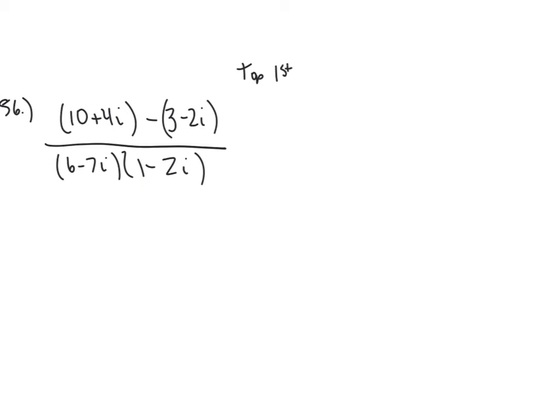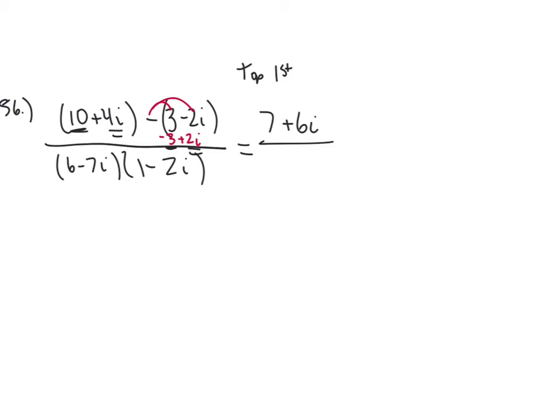And remember, the negative goes to both of these. So this is actually going to become a negative 3 and a positive 2i. So I'm going to subtract, because remember, when you subtract, you have to subtract both of them. Somebody's going to mess up and forget to change negative 2i to positive 2i. So I do 10 minus 3 to get 7. And then I do 4i plus 2i to get 6i. All right? That's the top.